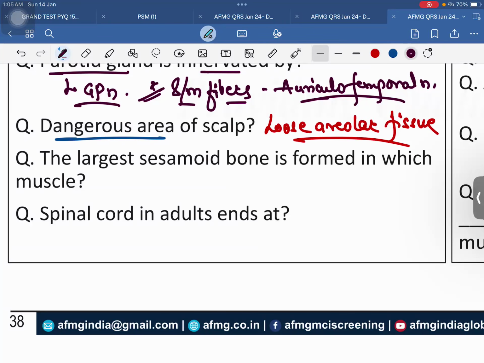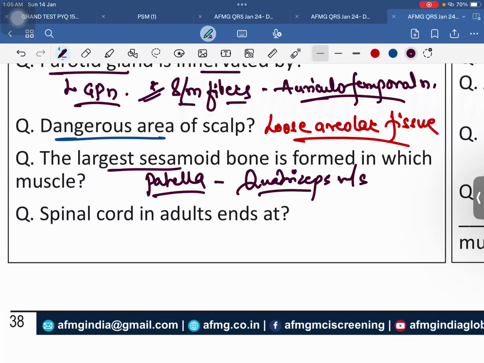Next, if they ask you, beta, the largest sesamoid bone, definitely. So please remember, the largest sesamoid bone is nothing but the patella. I hope all of you are quite aware of what a sesamoid bone is. Sesamoid bone is the one which is ossified in the tendon of a muscle, beta. The bone which ossifies in the tendon of a muscle is known as sesamoid. And the largest sesamoid bone is patella, definitely. And that patella, beta, ossifies in the tendon of a muscle known as the quadriceps femoris. Okay, so that I remembered.